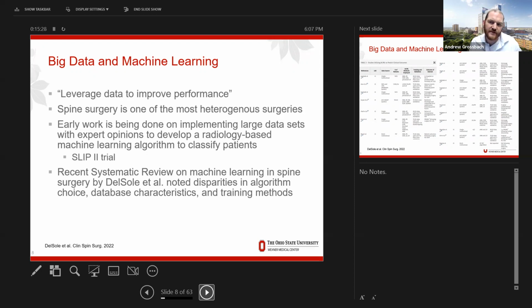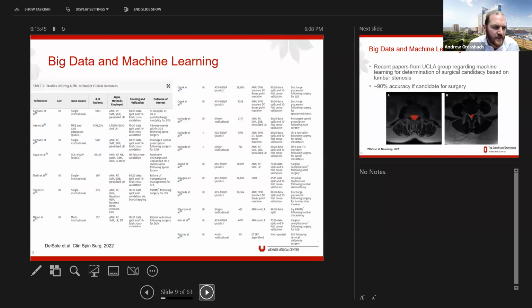There've been several papers. I'll reference a few of them here. One was a recent systematic review on machine learning in spine surgery. And basically their conclusion is they noted there are disparities in algorithm choice, database characteristics, and training methods across a lot of these. I'm not gonna show them all, but a lot of these are trying to predict adverse outcomes, adverse events, 30-day mortality, et cetera. Some of them are very large databases. The second one down on this list looked at 1.1 million patients.